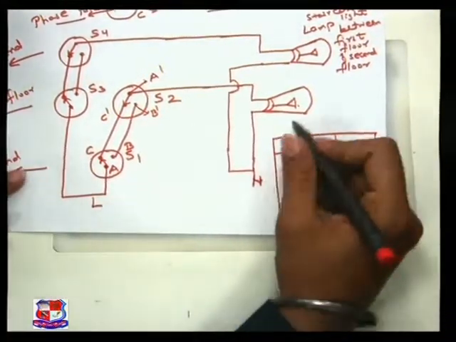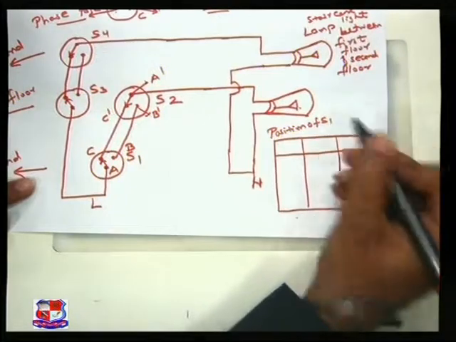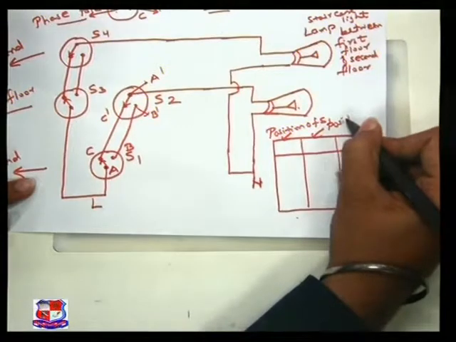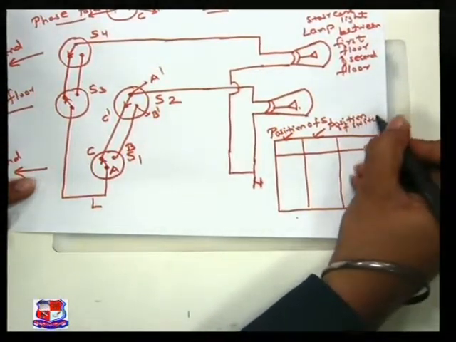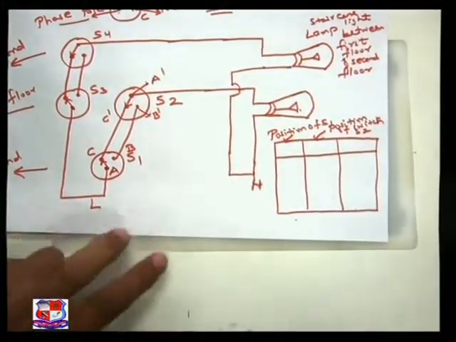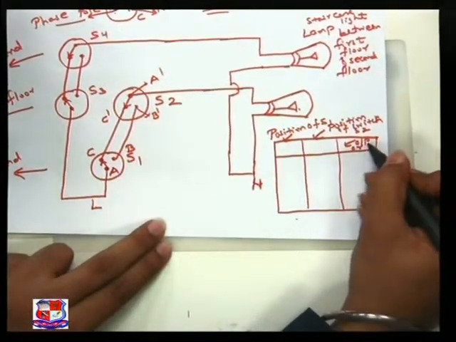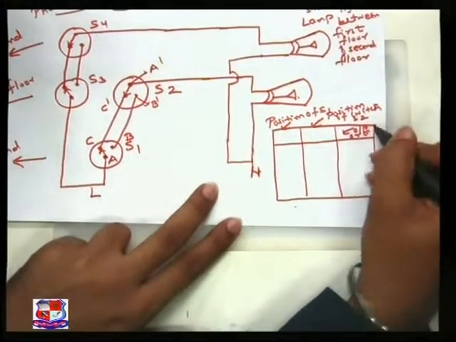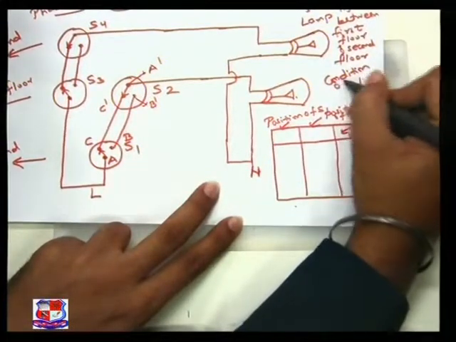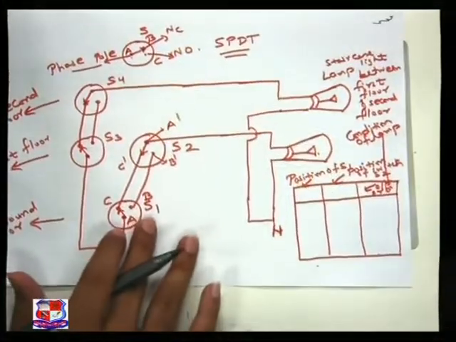right, so this will be the position of switch S1, right? Similarly, this will be the position of switch S2, right? And this will be the output or condition. I am writing here, actually, the condition of lamp. Right. Okay.